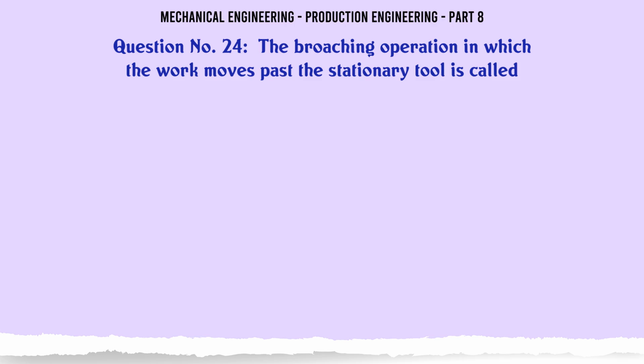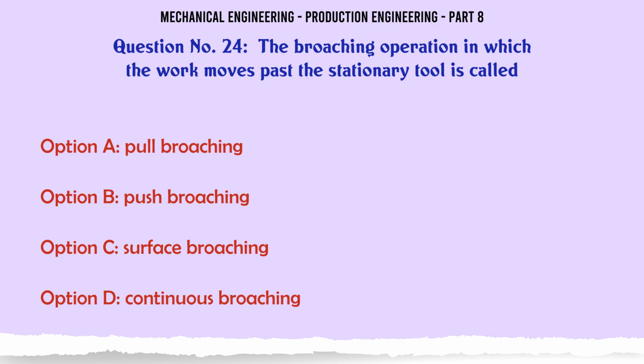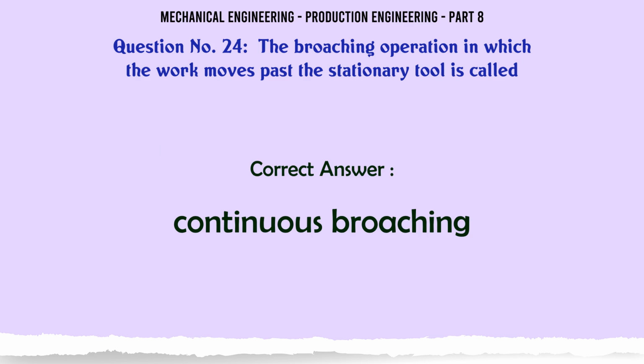The broaching operation in which the work moves past the stationary tool is called A. pull broaching. B. push broaching. C. surface broaching. D. continuous broaching. The correct answer is continuous broaching.